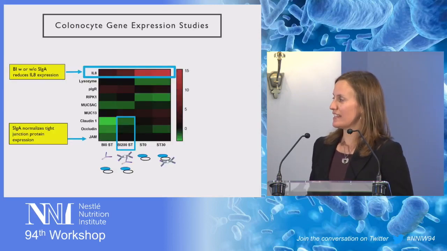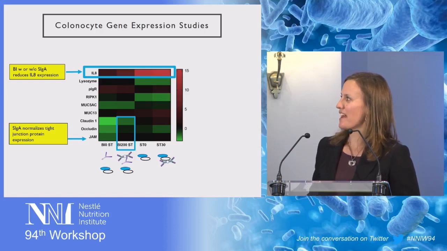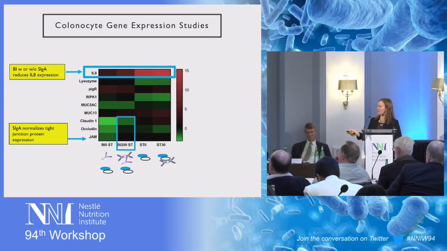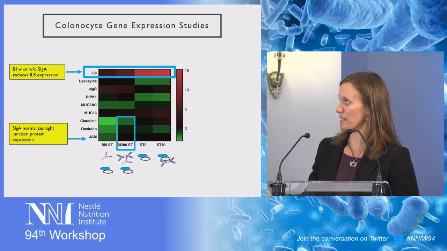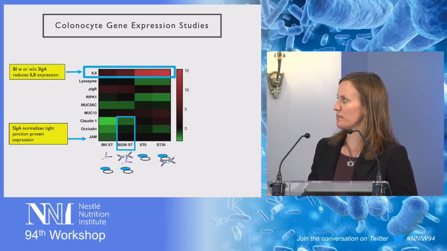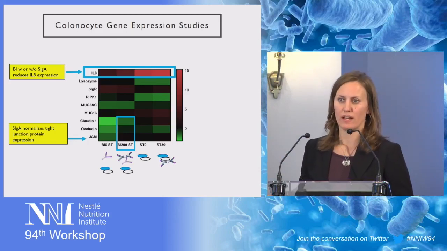Looking at gene expression, this was just in the mammalian colonocytes. So we saw that B. infantis alone was able to reduce interleukin-8 production. This is a pro-inflammatory cytokine. This is Salmonella, and this is B. infantis. It did not seem that secretory IgA had a significant impact here. But when secretory IgA was pre-associated with B. infantis, at least some tight junction binding proteins were increased with the presence of secretory IgA versus when it was not.